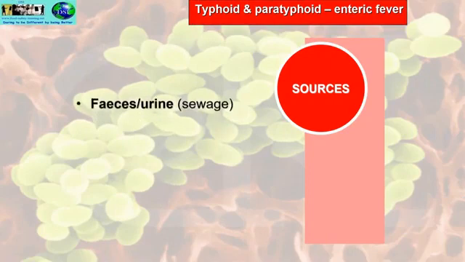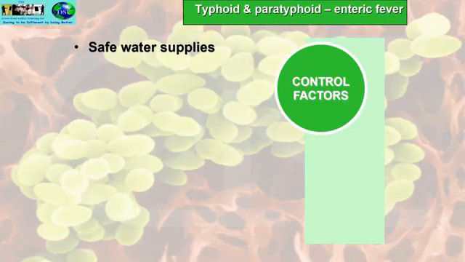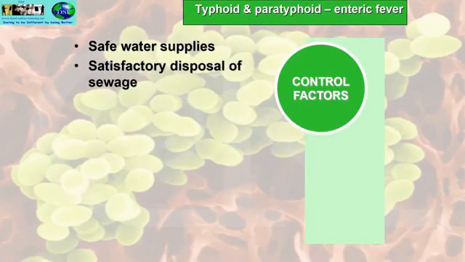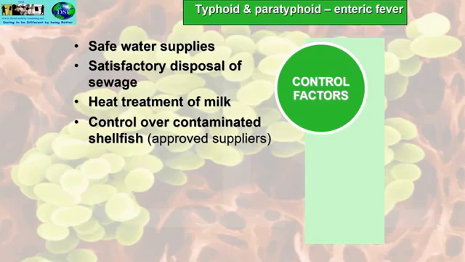So enteric fever, the sources include feces and urine, especially in sewage, contaminated water and food, and other carriers. Control factors: safe water supplies, satisfactory disposal of sewage, heat treatment of milk, control over contaminated shellfish.